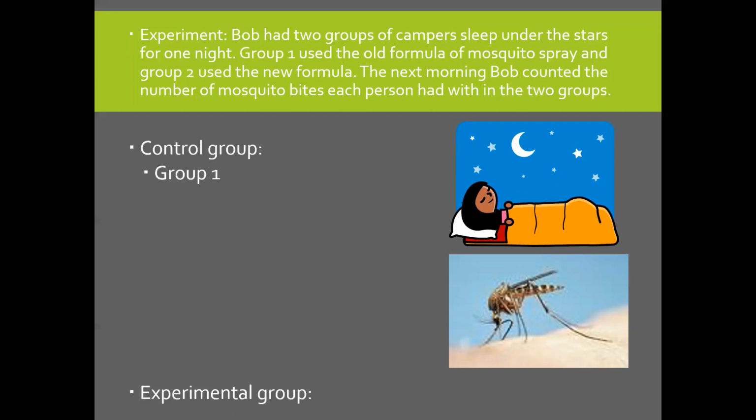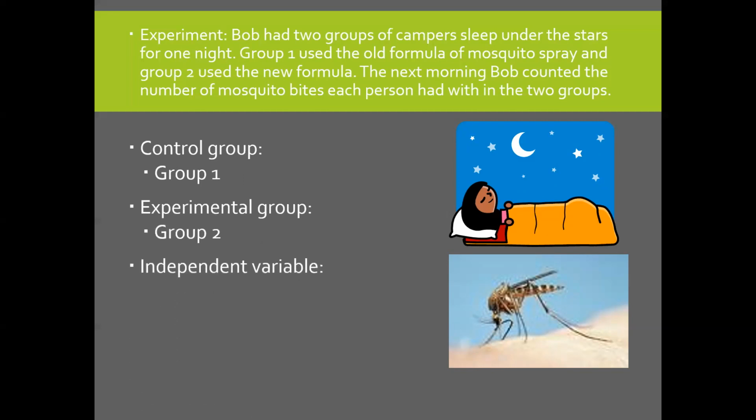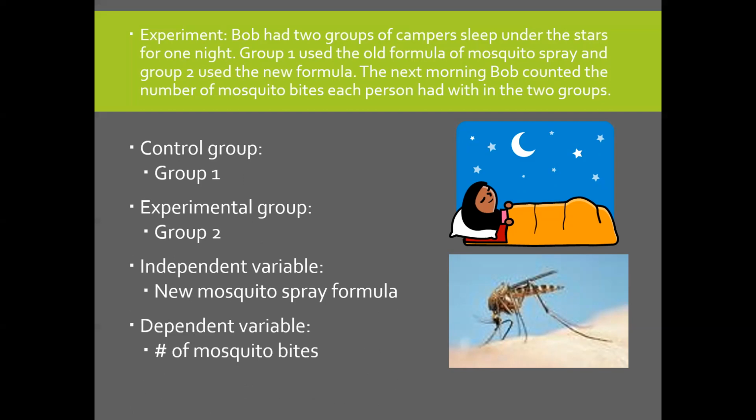In our control group, group 1, you have the old formula. In our experimental group 2, you have the independent variable of the new formula. And our dependent variable is how many bites, so that you can count.